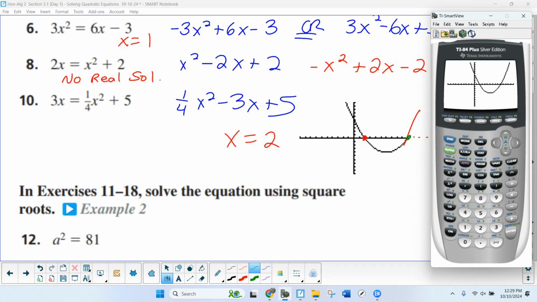And now I can do second calc, 0, and now I'm going to do left bound. So again, left bound, anywhere to the left of that, right bound, anywhere to the right of that. Okay, enter, enter. And did you guys get x equals 10? Yep. Okay, how you feeling on the graphing ones? Good.